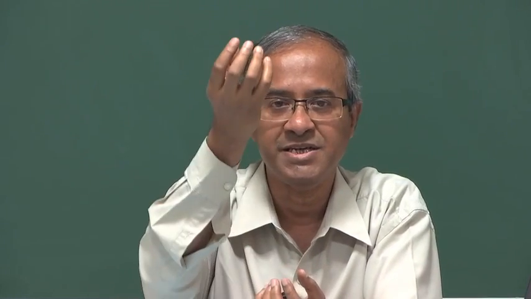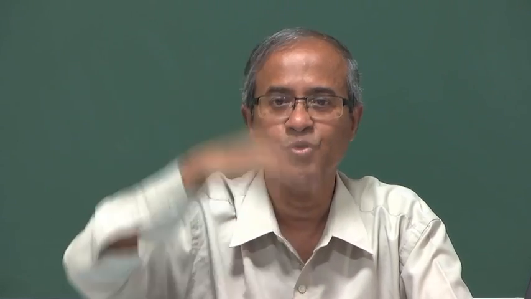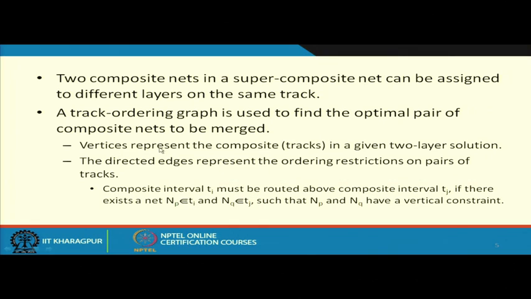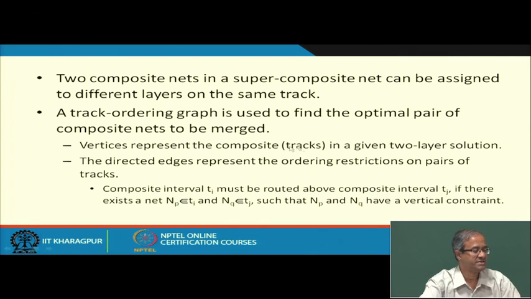So, now we have a choice, we have M1 and M3. I have 2 super composite nets, let us say C1 and C2. So, I can put C1 in layer M1 and C2 in M3, or the reverse. So, I have choices, which one to put below, which one to put up. There are 2 layers available now. Okay. So, this graph will reflect that. So, vertices in this track ordering graph will represent the composite nets or tracks. Okay, I am just showing the example graph without going into some details.